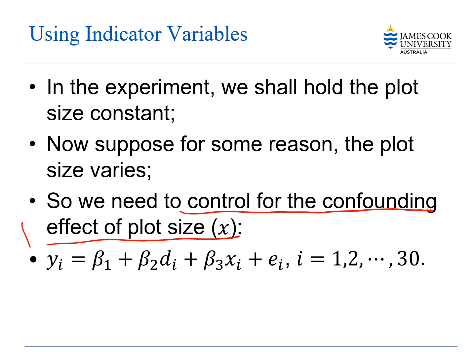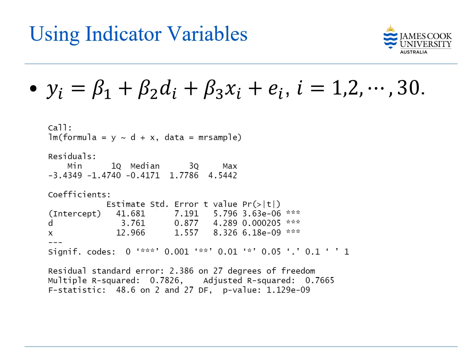So our regression model looks like this. yi is beta 1 plus beta 2 di plus beta 3 xi, where x is the plot size. Okay. So let's estimate this model, and that's the result.